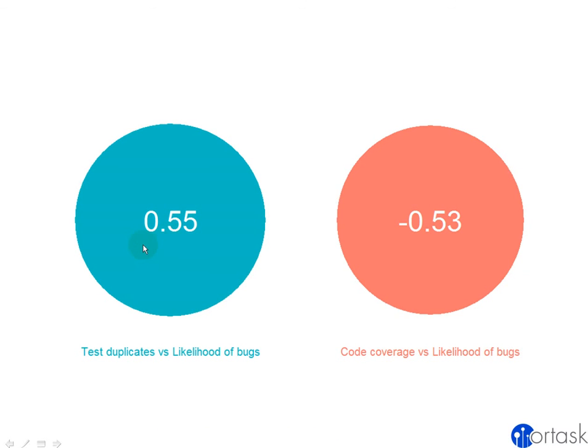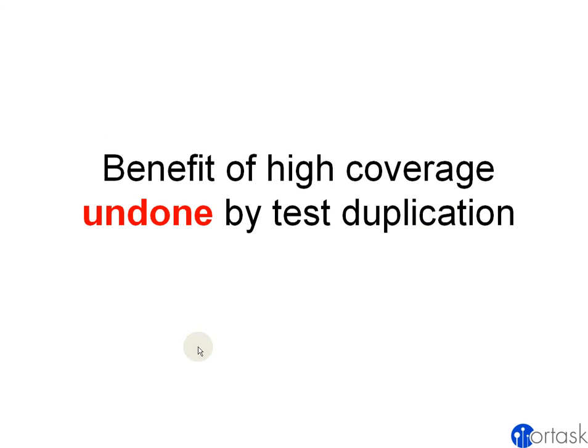So on the left-hand side, we have the correlation of test duplicates versus likelihood of bugs, and it's a positive correlation, meaning that the higher the number of duplicates in your test suite, the higher the likelihood of bugs. Okay, contrast that with the correlation between code coverage and the likelihood of bugs, which is a negative correlation, meaning that the higher the code coverage, the lower the likelihood of bugs. Now, one thing I do want to point out here is that they are both almost the same strength, although one is inverse, but they are almost the same strength. Okay, so actually, it means that test duplicates do have a strong correlation with likelihood of bugs in projects. So what this all means is that the benefit that you achieve with high coverage in your test suites is undone by the test duplication that you leave in your test suites.